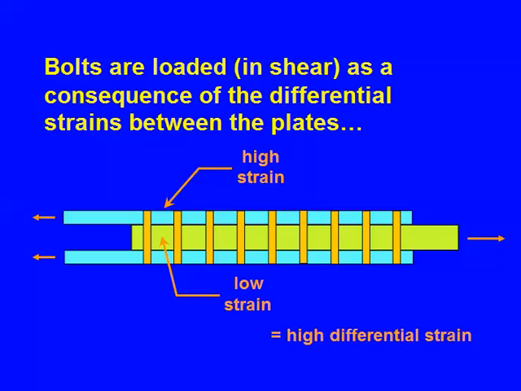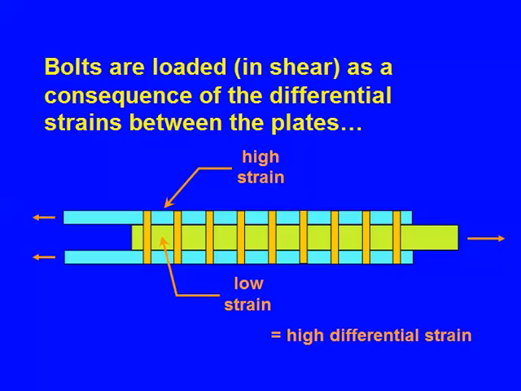I don't know how much it is, but I got a lot of bolts to go, so there'll be a high strain in there. By the same argument, coming in the other direction, there'll be a low strain in that region in the main plates because most of the load has been taken out as I go from the right-hand side inward. There's a high differential strain.